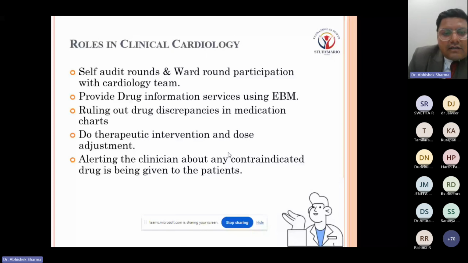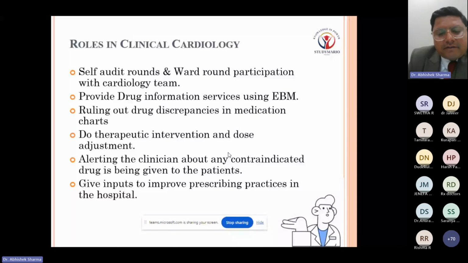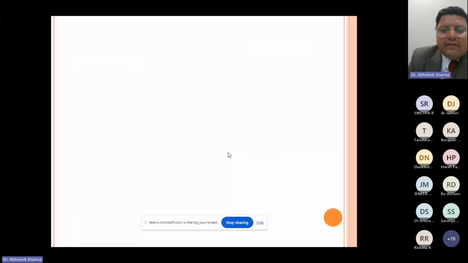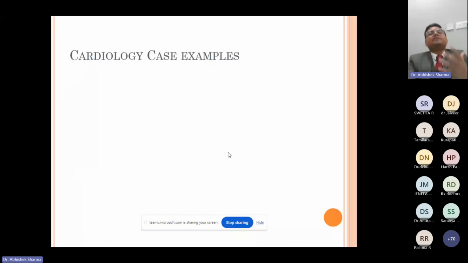So then providing drug information, alerting the clinician about any contraindication, making a contraindication list and providing it to them. And give inputs to improve prescribing practice in the hospital. You can also advise addition and deletion of any drug from the drug formulary. Such kinds of cases are usually done. I want to discuss a few cardiology cases which are exemplary.